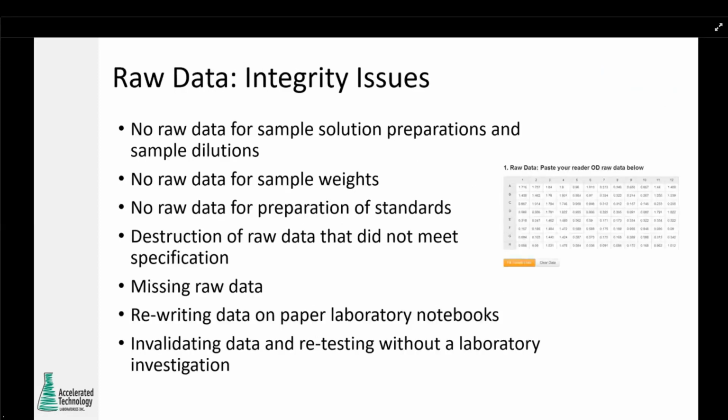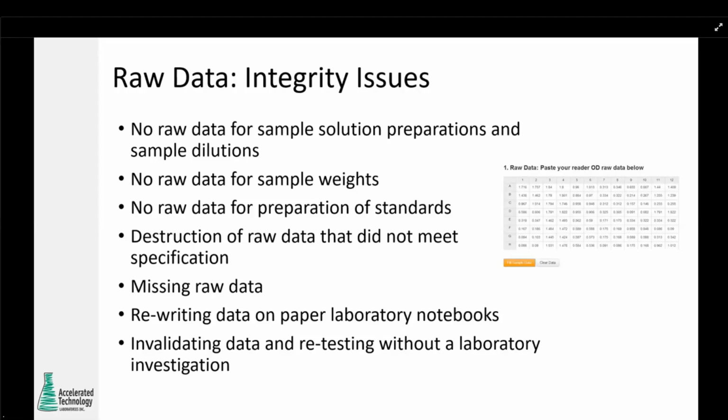Next, we're going to examine a few data integrity issues that deal with raw data. So raw data is data for things such as sample weights, the preparation of standards or controls that are used in the analysis of a sample. You want to make sure there's full traceability so that you know the lot number, the expiration date, the volume that is left in that container.